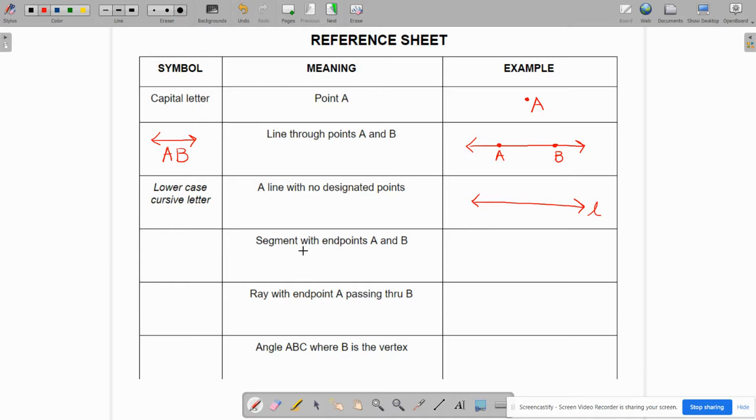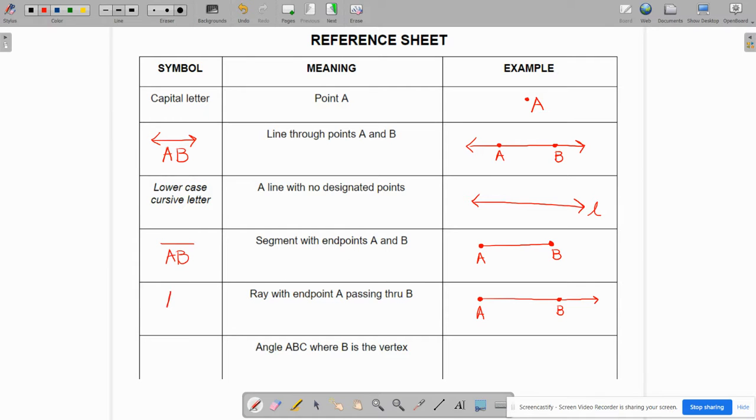A line segment has endpoints, so it does not continue forever in both directions. You would show that by not having arrows on the ends. It would stop on both sides. Again, the endpoints are the letters that you would put underneath. So this would look like point A over to point B, but it does not extend in either direction. Whereas a ray does extend in one direction. If the ray has an endpoint of A passing through B, it's going to look like this. Here's your endpoint, and it passes through point B, but it keeps going. So a ray has an arrow on one end and a point on the other.